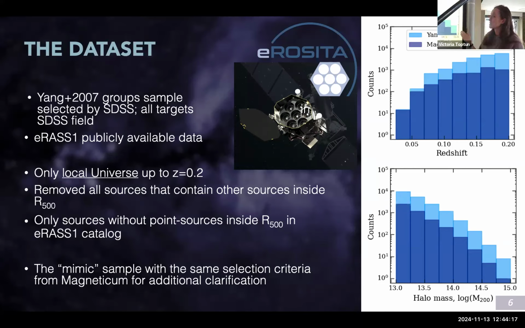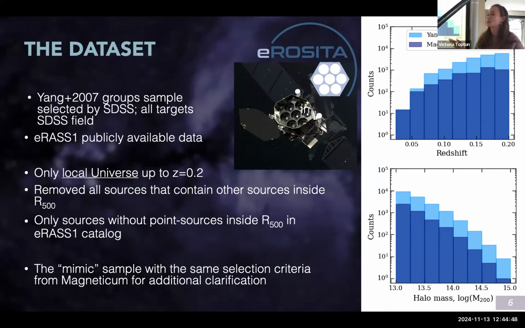And for X-ray follow-up for this, we used eRASS1 publicly available data from the eROSITA observatory. Our sample is also up to 0.2 in redshift, so it's local. And also to reduce potential AGN contamination and impact from fragmentation that may be in the catalog, we removed all the sources that contain some other sources inside their R500 and some point sources in the eRASS1 catalog inside R500.